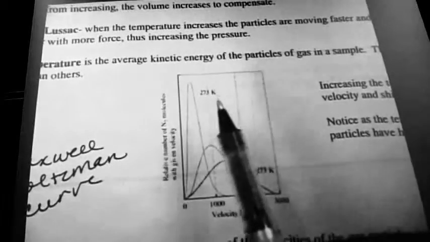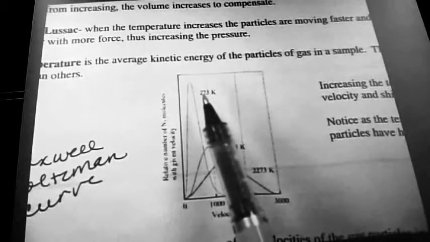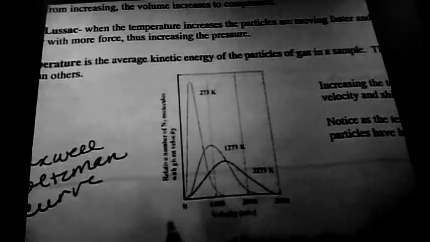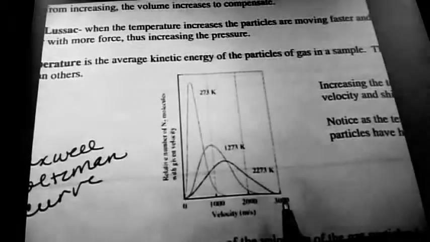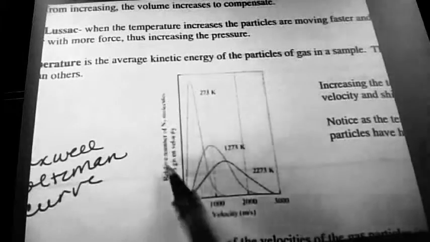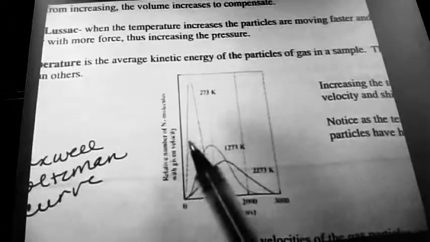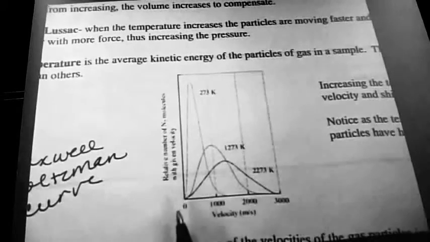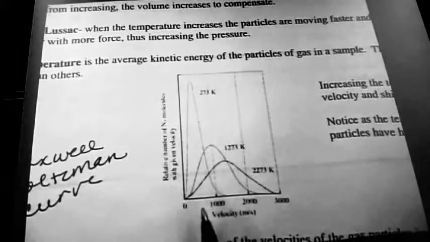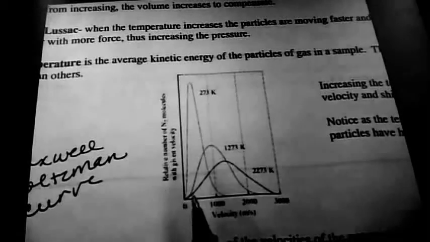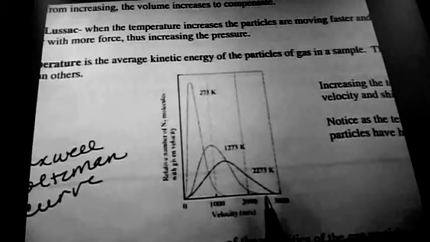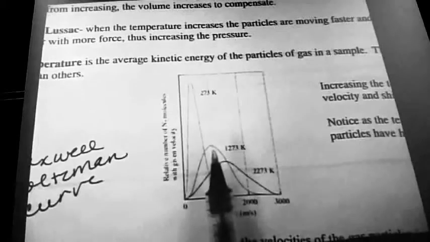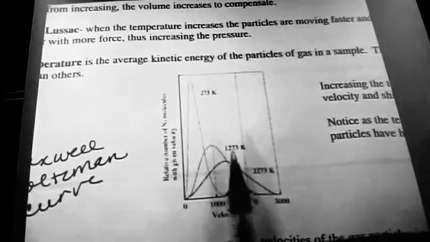Okay, here's what we're looking at here. Here's a temperature of 273 K, 1273 K, and 2273 K. Here's the velocity of the particles. This is the number of those particles with a given velocity. So at 273, most of the particles have a very small velocity. As you increase the temperature, the bell curve flattens out more. So the shift of the curve is to the right. More particles have a greater velocity. Do you get that?